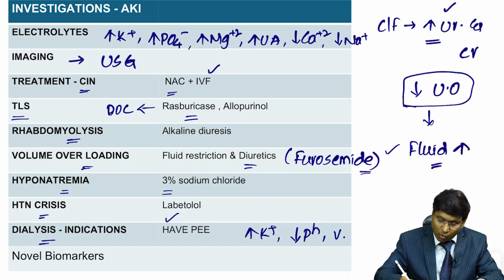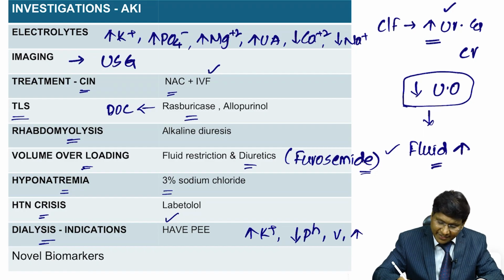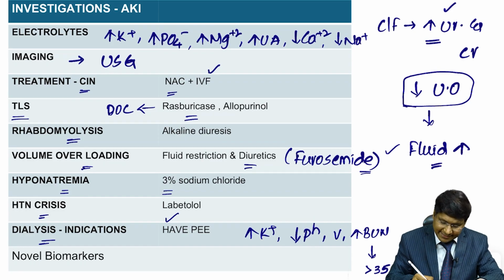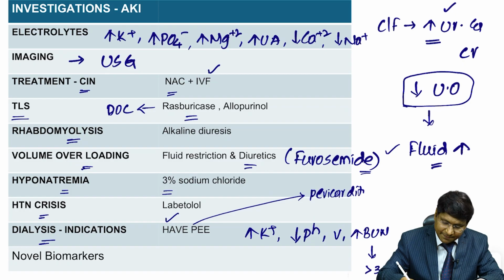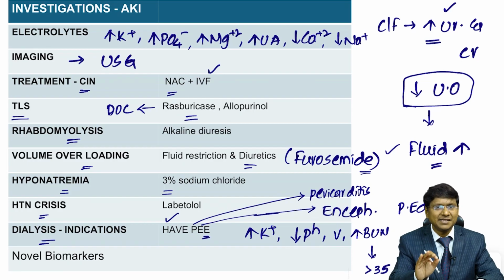V stands for volume overload that is refractory to your diuretics. E stands for elevated blood urea nitrogen, and that elevated blood urea nitrogen should be more than 35 millimoles per liter. Then next is P. The word P stands for pericarditis, and E stands for encephalopathy, where you need to do dialysis. Another E stands for edema, and that should be pulmonary edema. So these are the indications for dialysis in acute kidney injury.